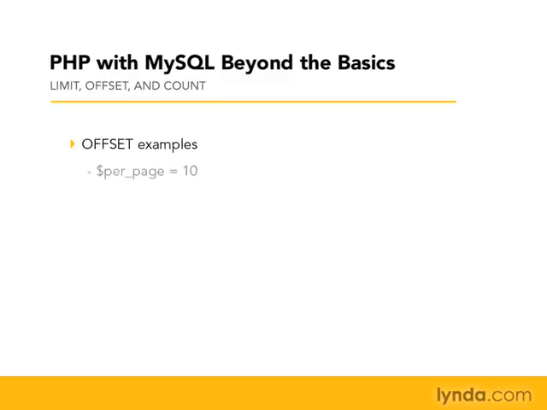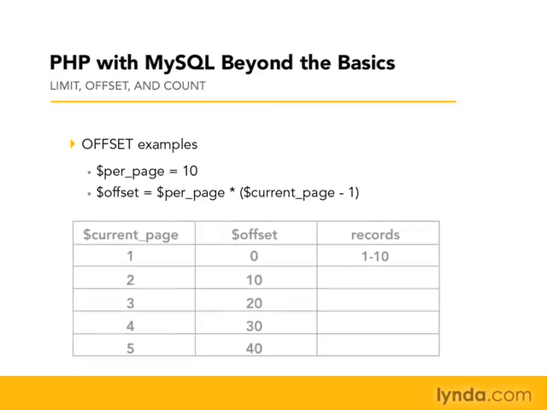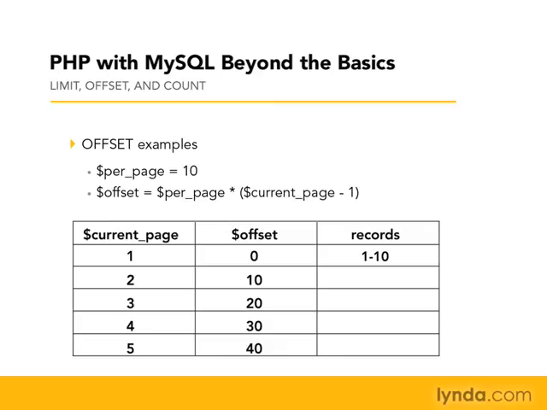Say, for example, that we have per page equal to 10, so it'll be 10 items per page. Once again, our calculation for offset is per page, which is 10, times the current page minus 1. If the current page is 1, that calculation works out so that offset is 0, and that would mean that records 1 through 10 would be returned to us. If we're on page 2, though, the offset would calculate out to be 10, and that would mean that records 11 through 20 would be returned to us, because it would skip the first 10 records. It would offset by those 10. And that makes sense. We can see then, as we look down the column of records, how we get each page of records, 10 at a time.